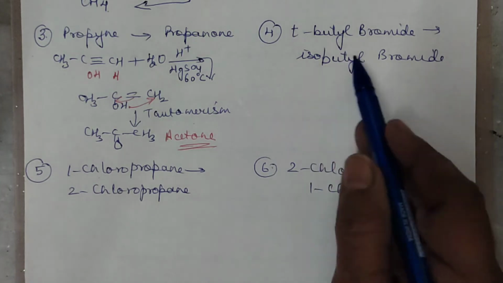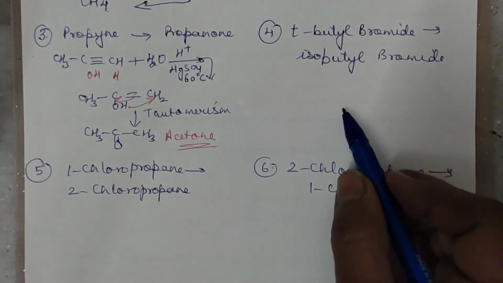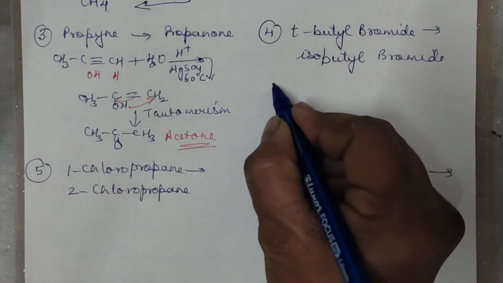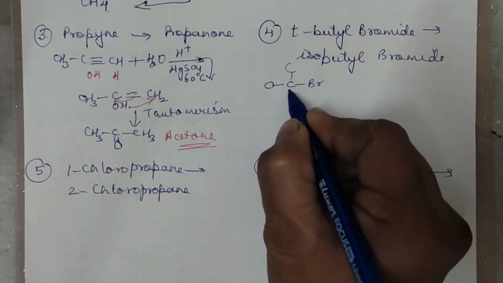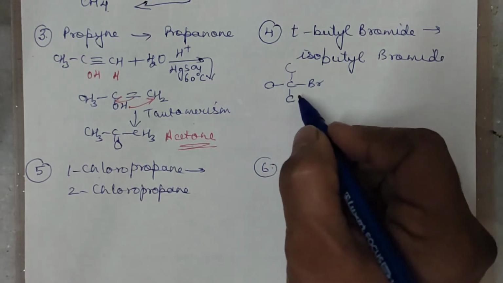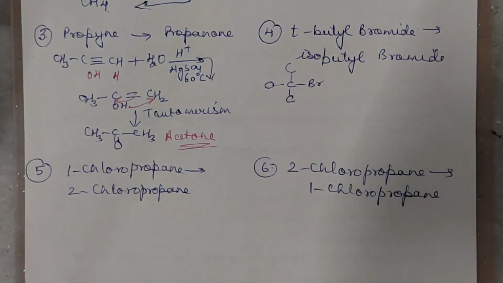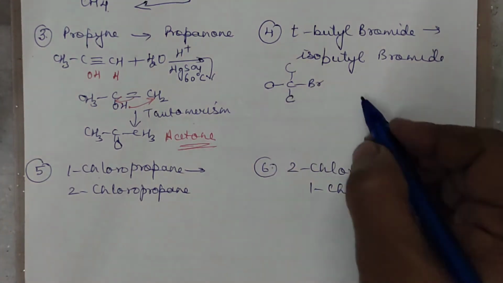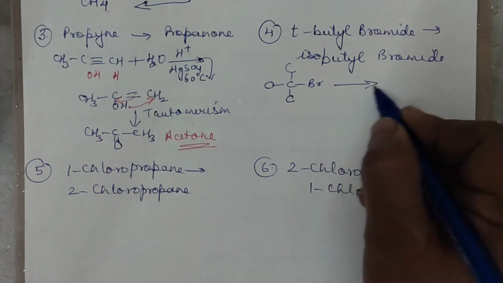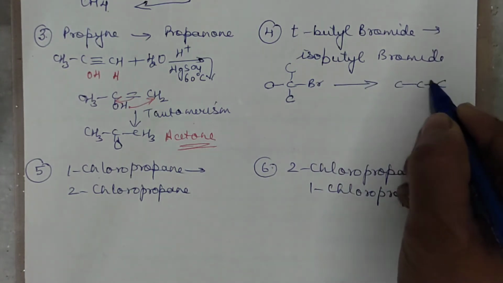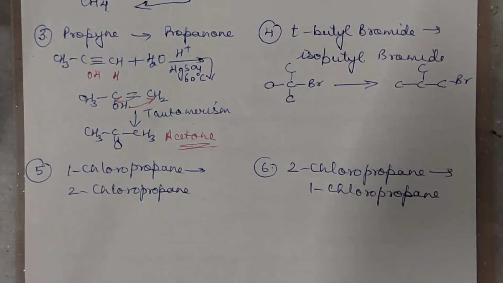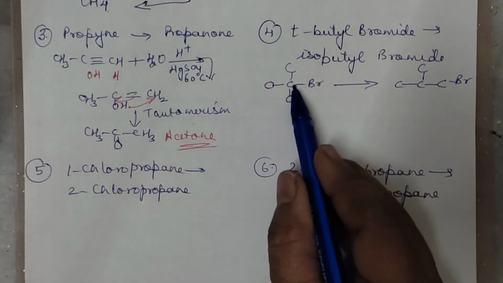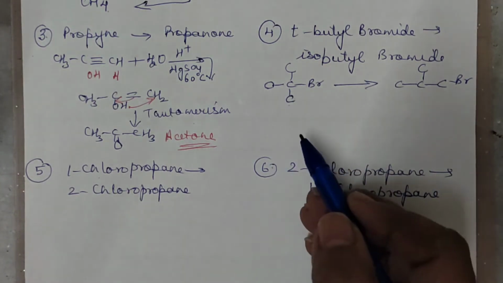First of all, you should know the structure of tertiary butyl and isobutyl. Tertiary butyl means bromine is attached to a tertiary carbon atom and that radical has 4 carbon atoms. That is tertiary butyl. You need to prepare isobutyl. Isobutyl means 3 carbons, 1 branch and then 1 bromine here. You want to prepare this way. So what you need to do is remove bromine from here and put it here on the terminal side.